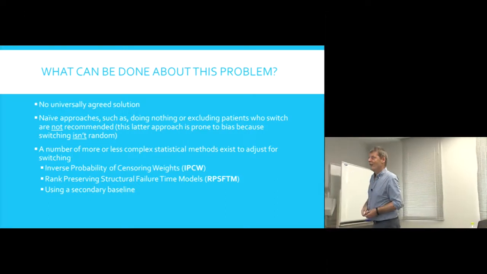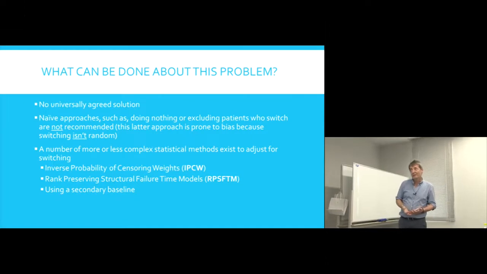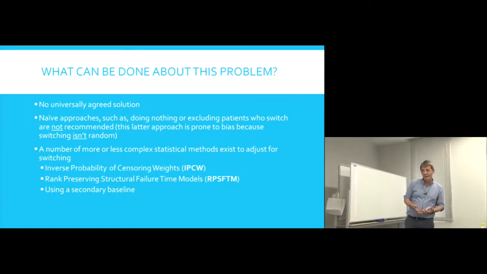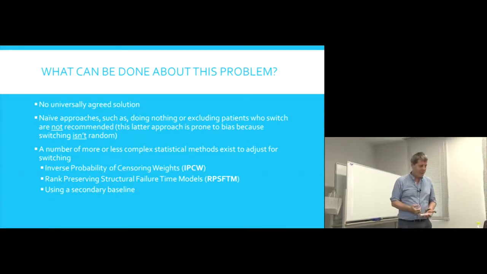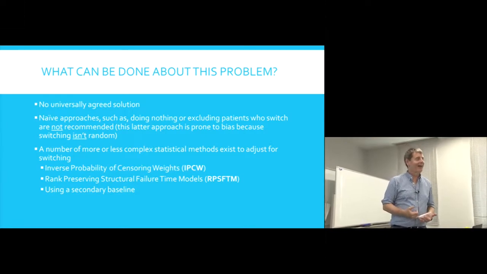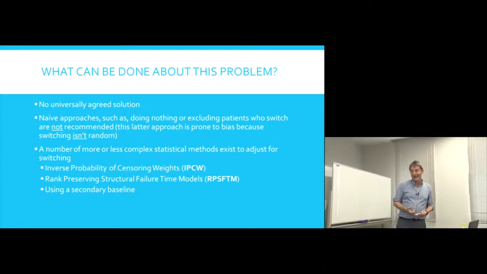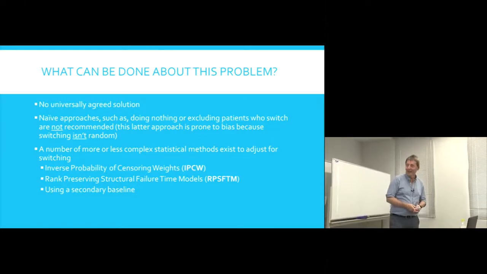There are a number of more or less complex statistical methods. One we've mentioned already, inverse probability of censoring weights. Another is rank preserving structural failure time models. I don't know who thinks up these names. Another, easier one, is using a secondary baseline. I'm just going to have a little look at the secondary baseline because it's the easier one to explain.